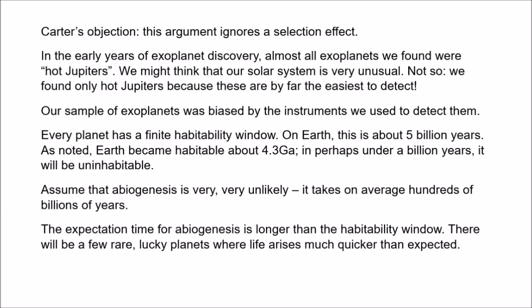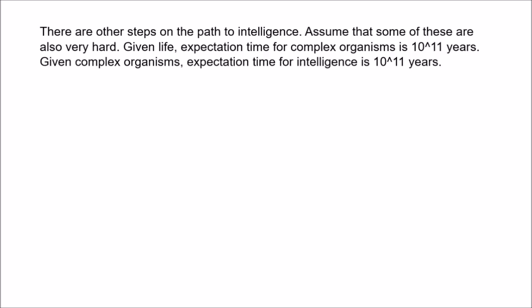Now, there are other crucial steps before we get to intelligence. Once you've got life, it's a long way from life to intelligence. So assume now that many of these steps are also very hard. Let's say if you have a planet harbouring life, it will take on average trillions of years for complex organisms to arise. And then from complex organisms, it takes on average trillions of years for intelligence to arise.